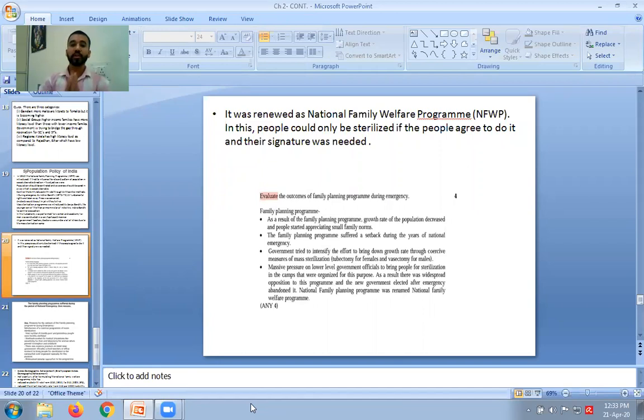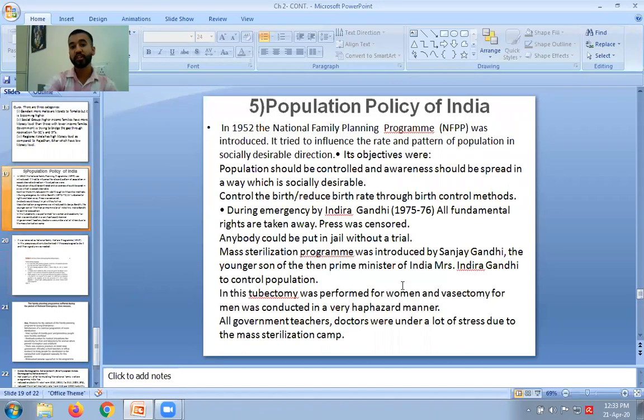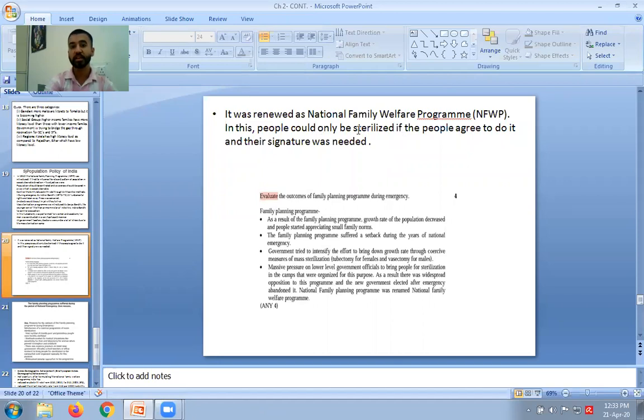So what happened? The government after the emergency changed the name of the policy. The National Family Planning Program was renamed the National Family Welfare Program. So the name was replaced. You have to remember what the name of the policy was earlier on, how the name was changed, and what the name of the policy was after the emergency. The name of the policy was National Family Welfare Program.